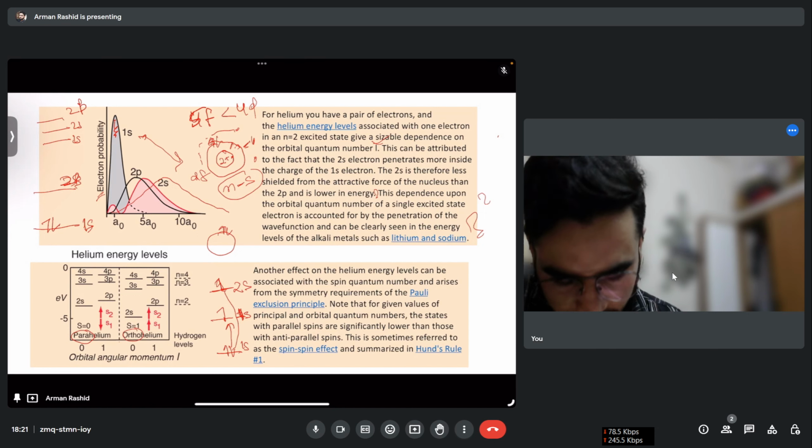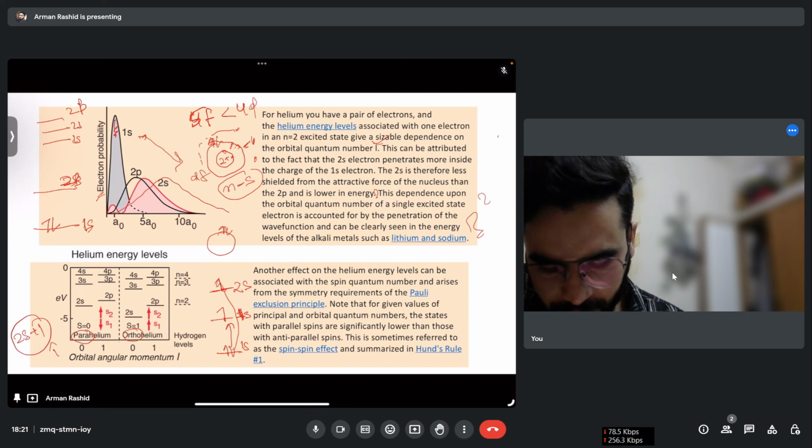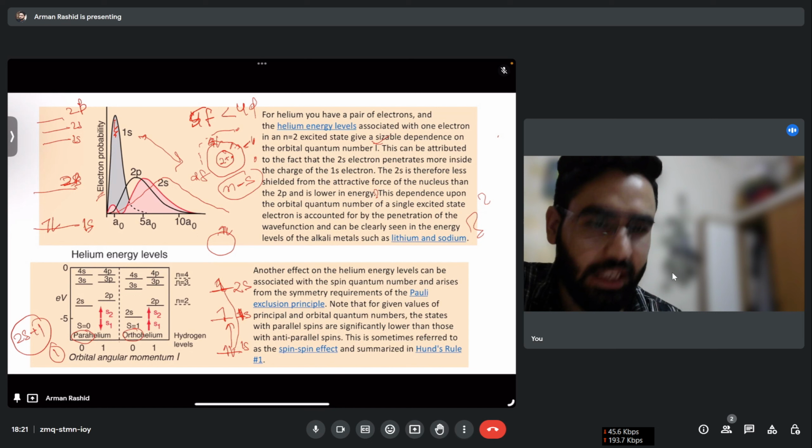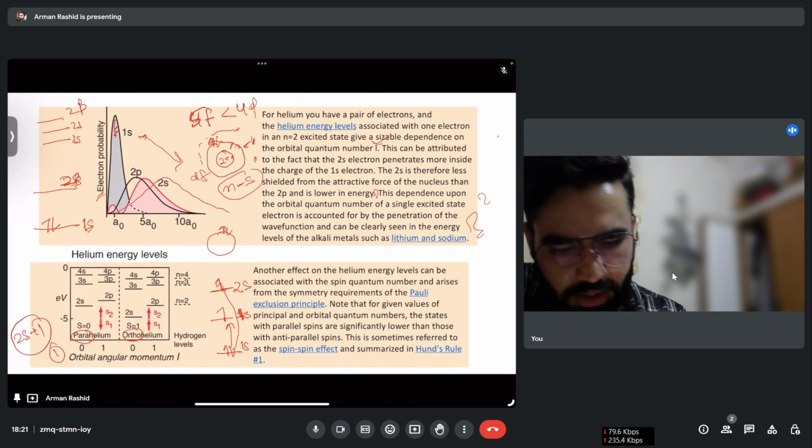You might have heard about parahelium and orthohelium. If the spin multiplicity, given by 2S plus 1, is 1, that means the helium is singlet, and it is called parahelium. If it is 3, it is called orthohelium. So we have two states, parahelium and orthohelium.